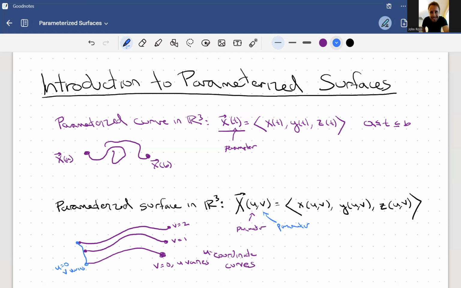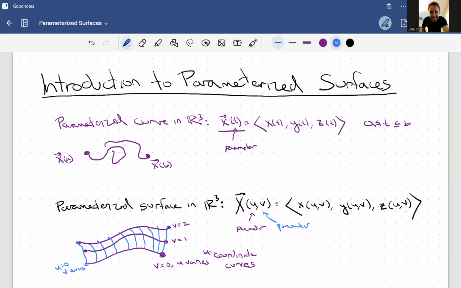Right? And that's just x of 0 comma v, y of 0 comma v, z of 0 comma v. And so that becomes a curve, but it's a v-dependent curve. So v is the parameter there. And then I'm going to draw a bunch more here in sort of rapid succession. So as we choose different v values, we might get different coordinate curves. And these would be our v coordinate curves. And so we might get a picture that looks a little bit like this.